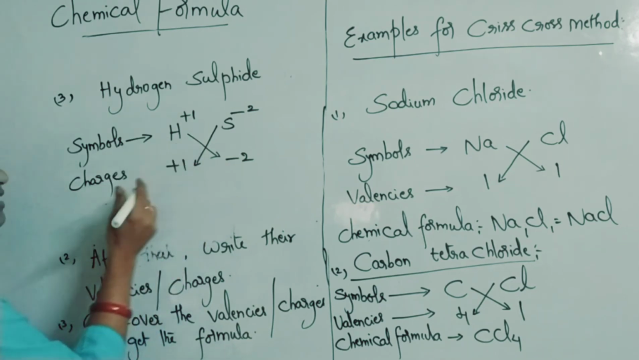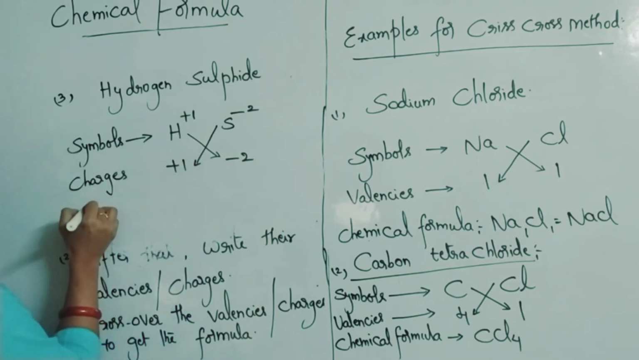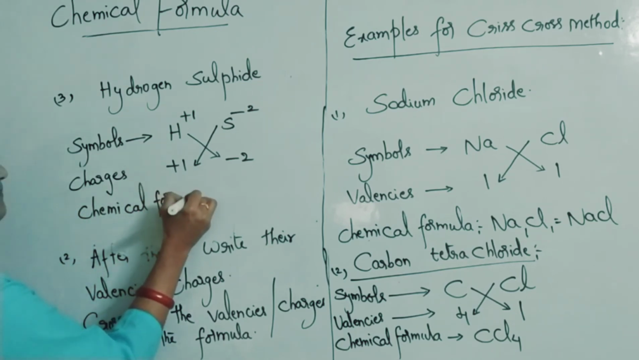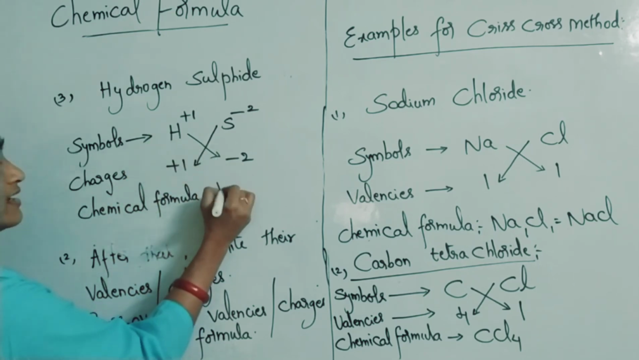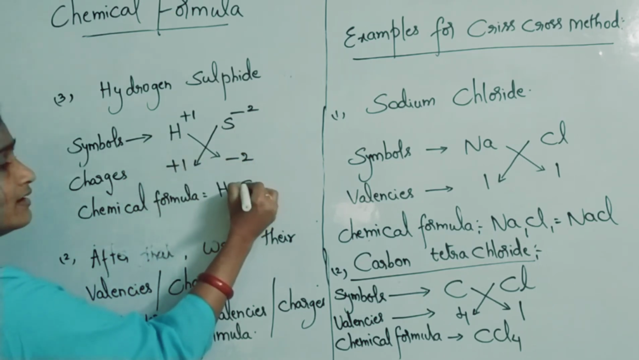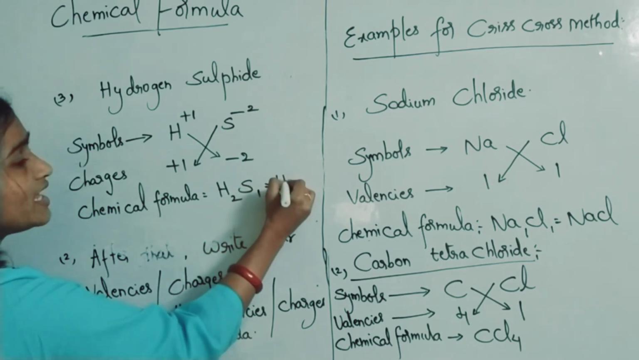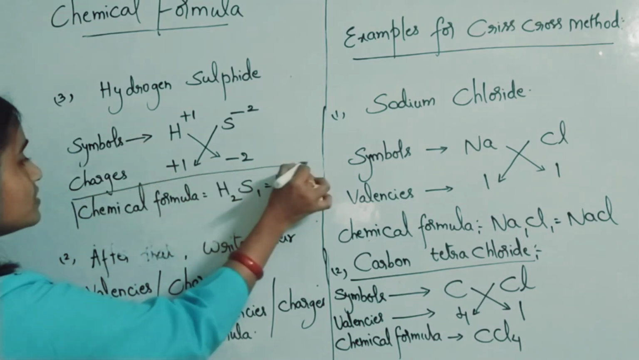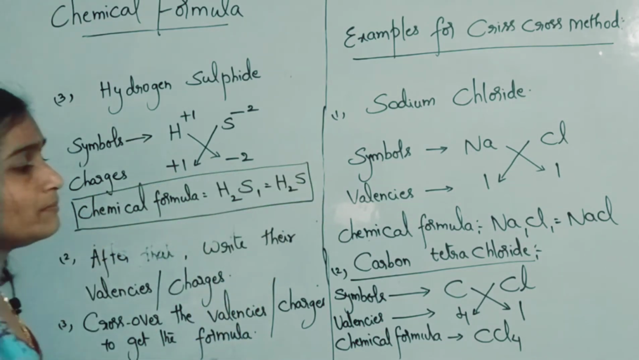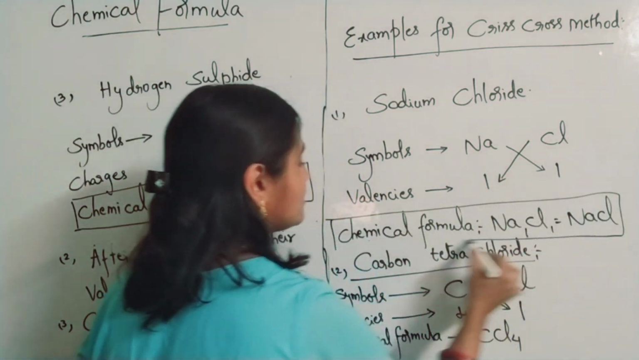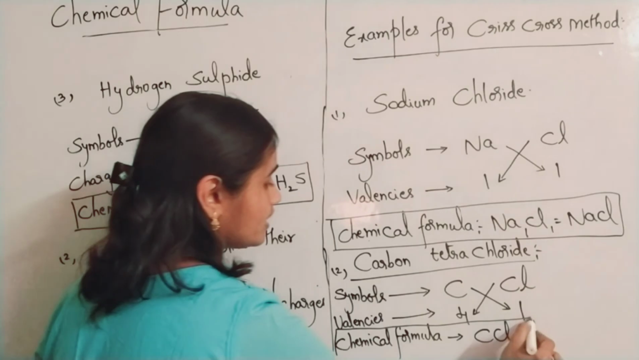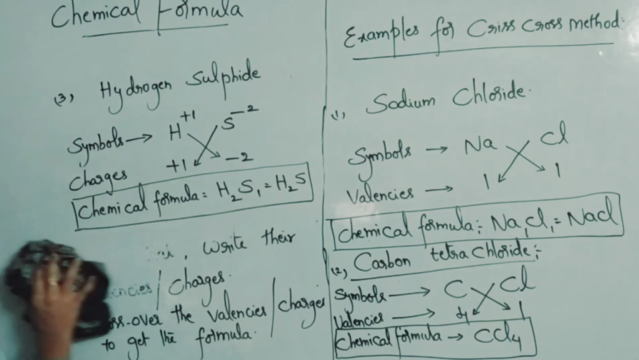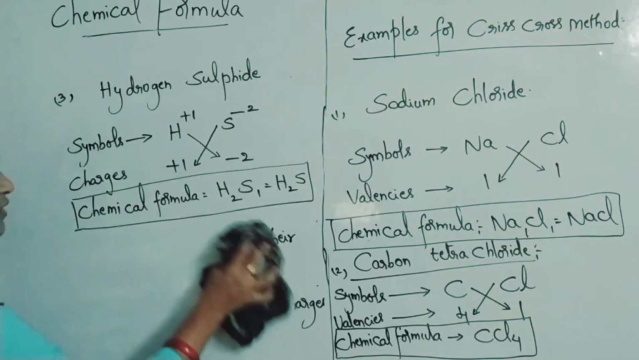Then what formula will you get for hydrogen sulfide? Hydrogen gets 2 and sulfur gets 1: H2S1, which means H2S is the formula of the compound hydrogen sulfide. Please remember, dear children, ions are very important for us. For everything, you have to follow it like this only.